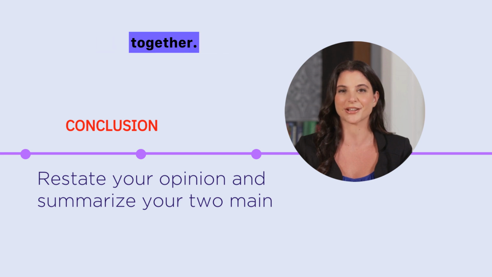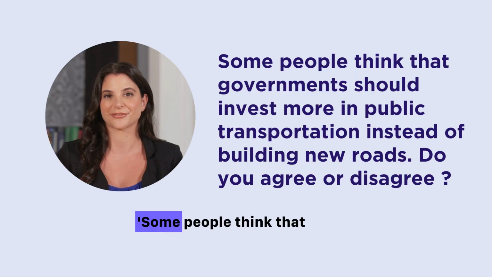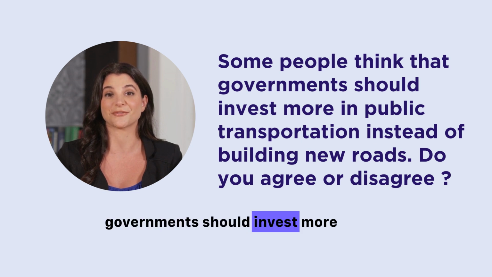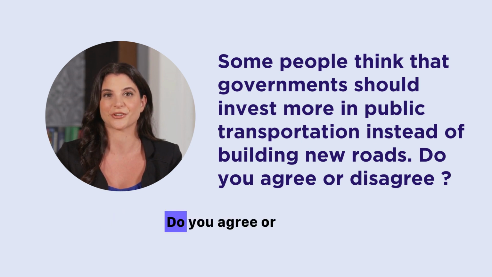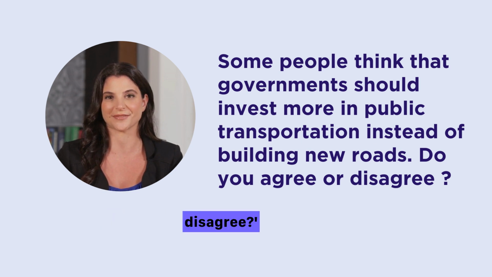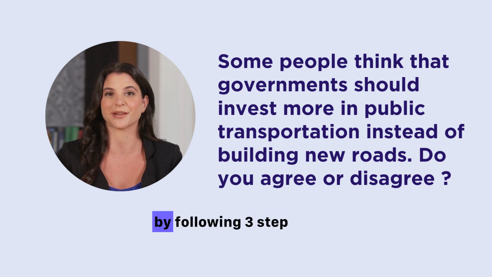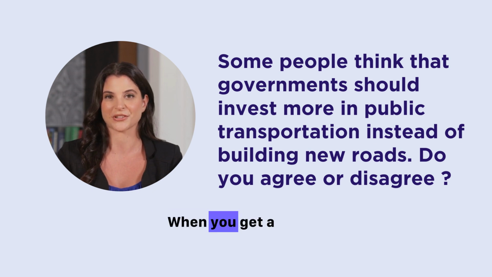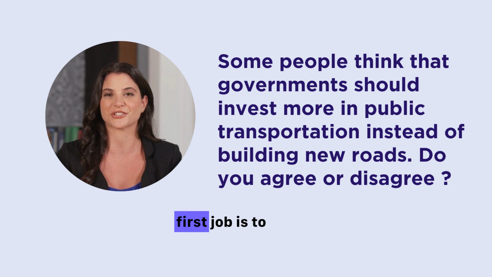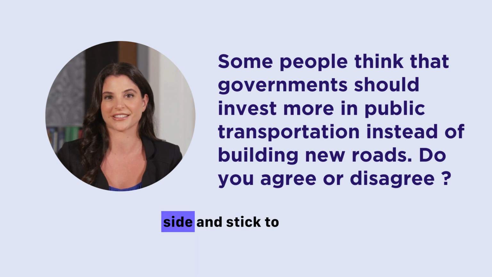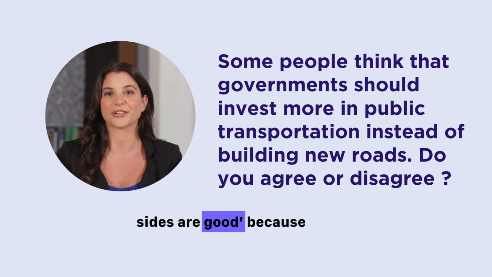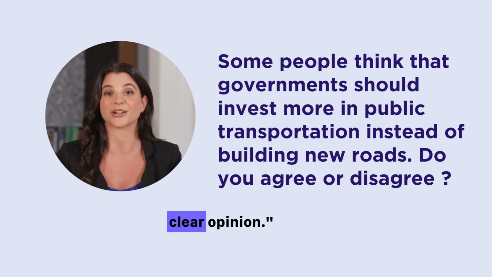Let's write an essay together. Here's a sample question. Some people think that governments should invest more in public transportation instead of building new roads. Do you agree or disagree? Let's write this essay by following the 3-step structure. When you get a question like this, your first job is to choose one side. Do you agree or do you disagree? You must pick one side and stick to it. You cannot say both sides are good because the examiner wants a clear opinion.